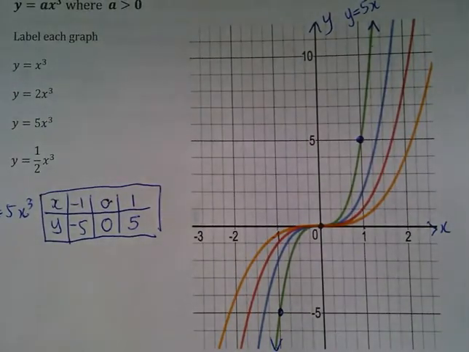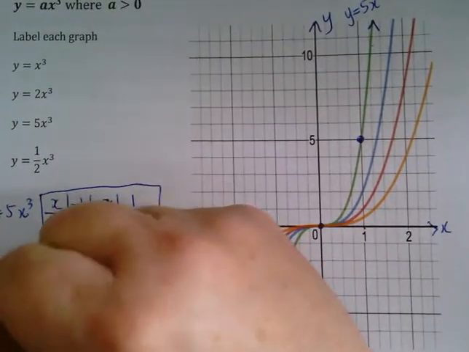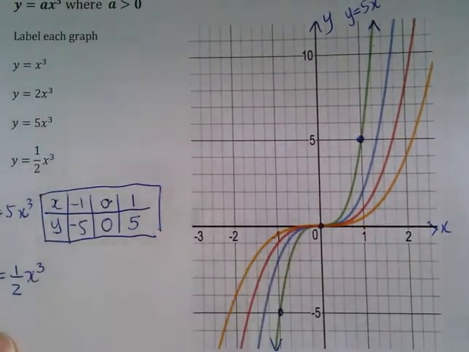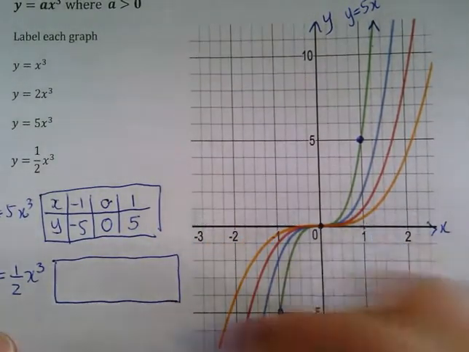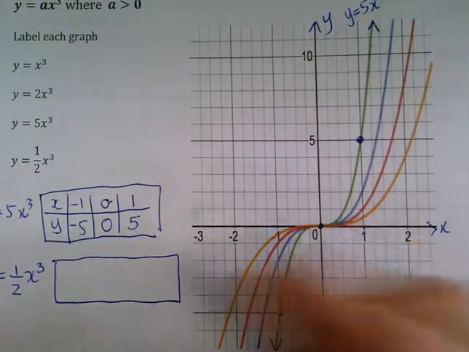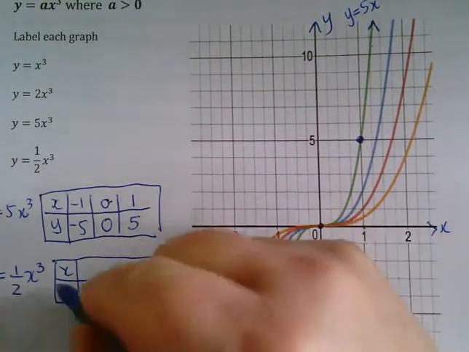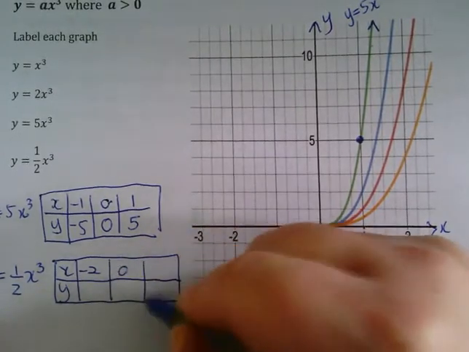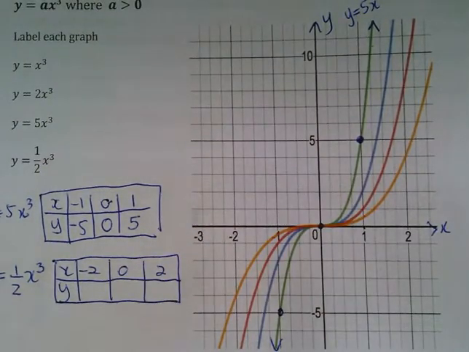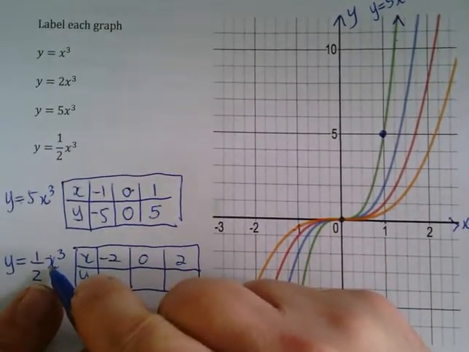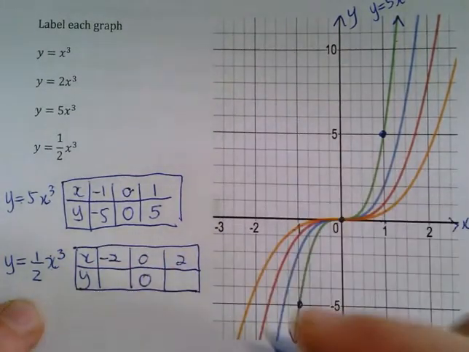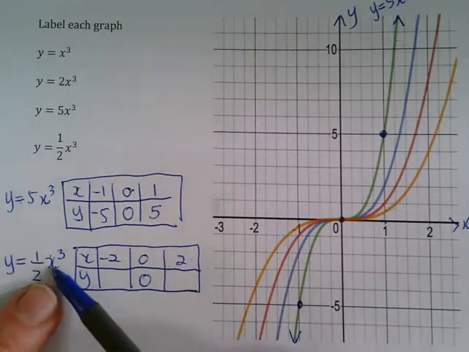I don't want to do them all. Let's look at y equals a half x cubed. That's the yellow one, it should be the yellow one. I'm not going to do the values of 1 and negative 1. This time I'm going to do the values of negative 2, 0, and 2 because we're halving. Half of 2 will come out nicely. Half of 1 is just going to be a half, and you can't see it on the graph properly. So let's look at y equals a half x cubed. Let's start with x is 0. 0 cubed is 0, times a half is 0. Let's do x is positive 2. What's 2 cubed?